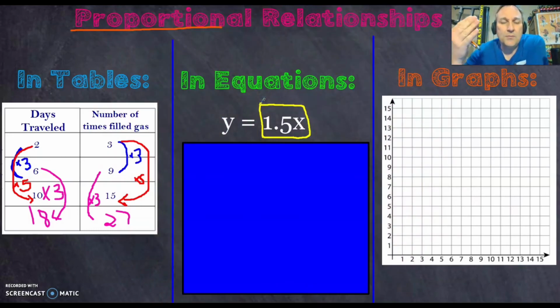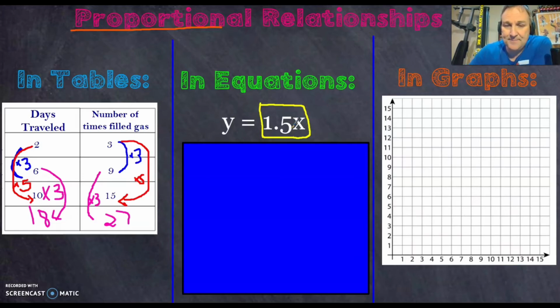Remember, with multiplication equations, you don't need to use a multiplication symbol. You don't need to use the dot. You don't need to use parentheses. You don't need to use anything. The 1.5 in front of the x is called a coefficient, and that means that's a number you're multiplying x by. That's the equation. So y equals 1.5x is considered a proportional relationship.